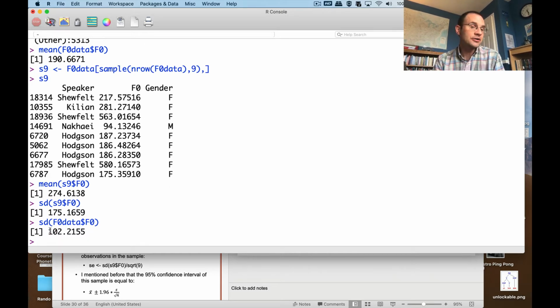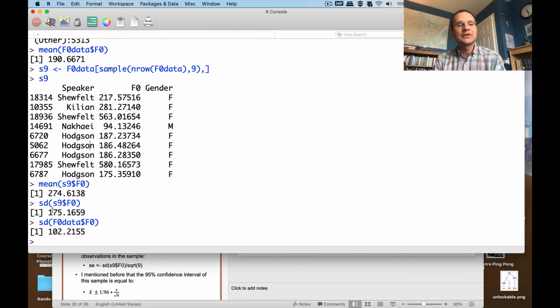So that is 102, and from our sample, it's 175. But remember that in a real experiment, you're not going to know this mean of the population. You're not going to know that at all. You're not going to know the standard deviation of the population at all. You're going to know these 2 numbers, and on the basis of these 2 numbers, you're going to try to guess what this mean is.